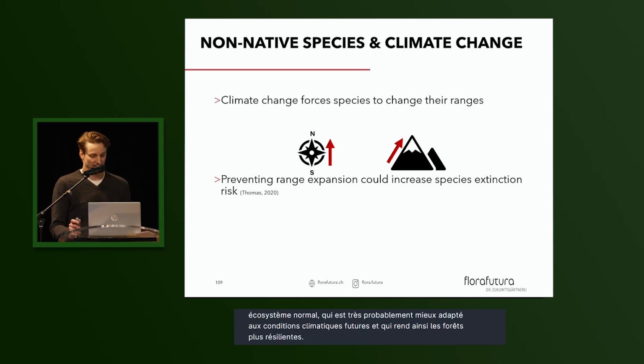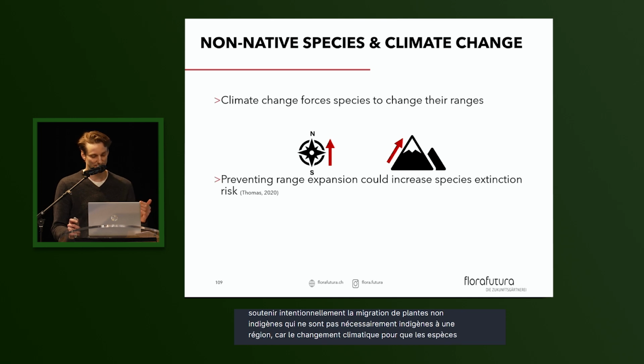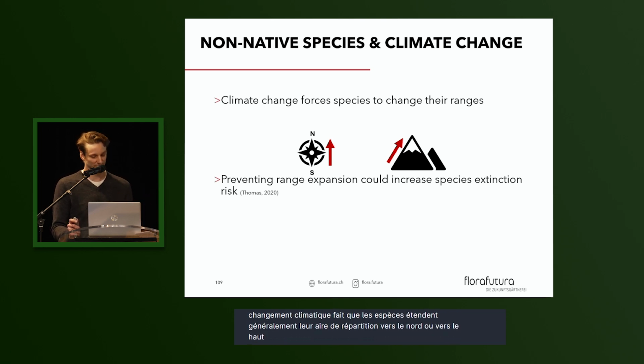Whilst the spread in the case of the novel evergreen forest in southern Switzerland was not intended, it would increasingly make sense to also intentionally support migration of non-native plants, plants that are not necessarily native to a region. Climate change forces species to extend their ranges to the north usually, or to higher altitudes. If these range expansions cannot take place due to dispersal limitations, for example, it could increase species extinction risks and also weaken the resilience of ecosystems in general.